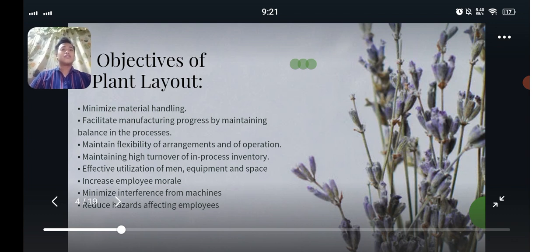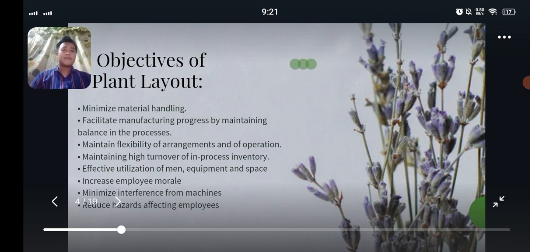So the next one is objectives of plant layout. All those involved in the production system, including employees, managers, and supervisors, should be able to have their needs satisfied by the layout. To achieve the aforementioned goals, the plant layout should be planned with the following goals in mind. So, this is the following one.